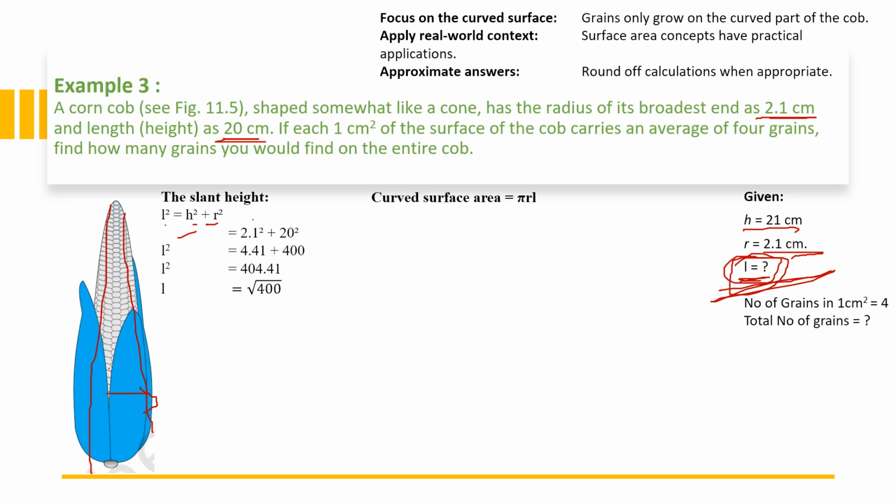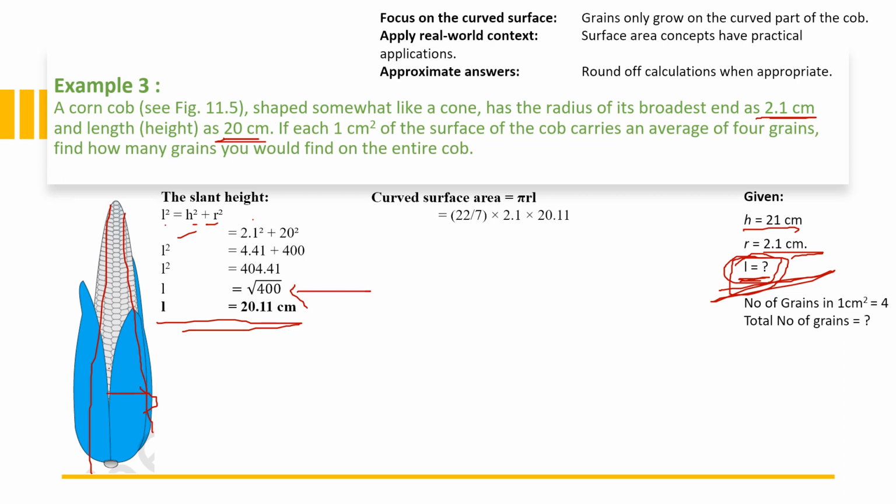Then what is L? L is the square root of 404.41, which is equal to 20.11. So what is the slant height? The slant height is equal to 20.11 centimeter.